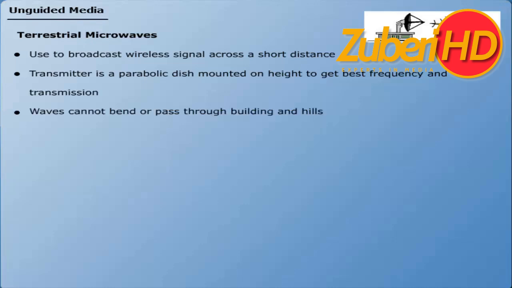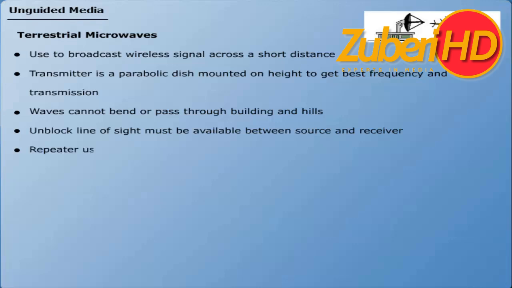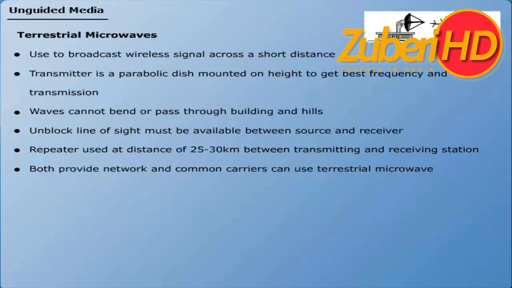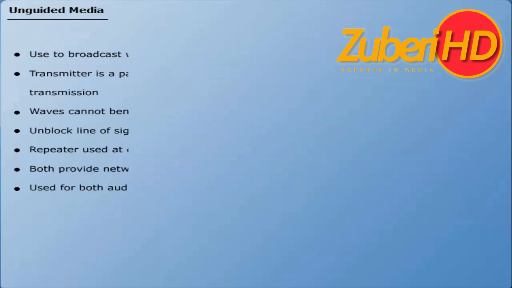These waves cannot bend or pass through buildings and hills, therefore unblocked line of sight must be available between the source and the receiver. Repeaters are also used at a distance of 25 to 30 kilometers between transmitting and receiving stations. Both private networks and common carriers can use terrestrial microwaves. Terrestrial microwaves are used for both audio and television transmission.